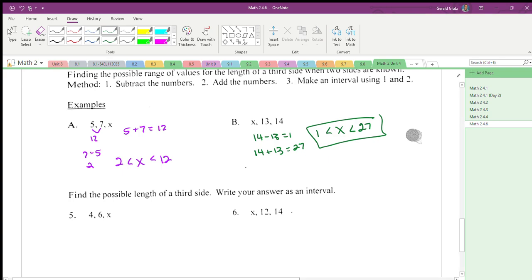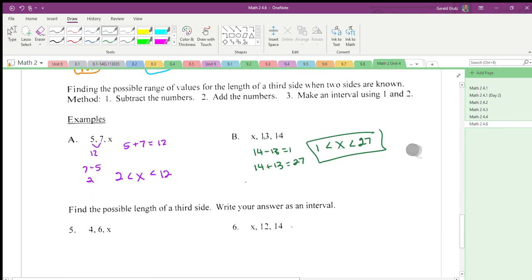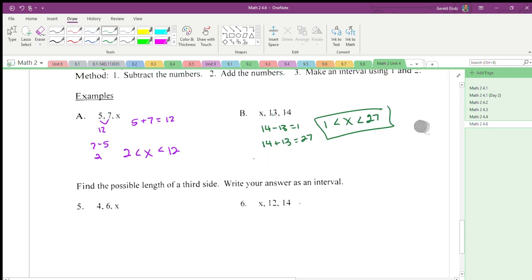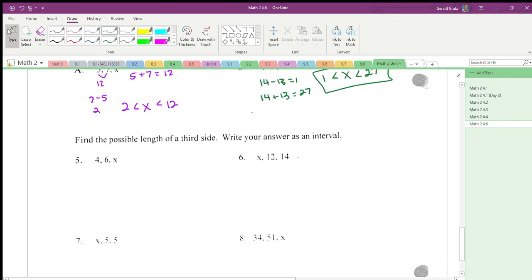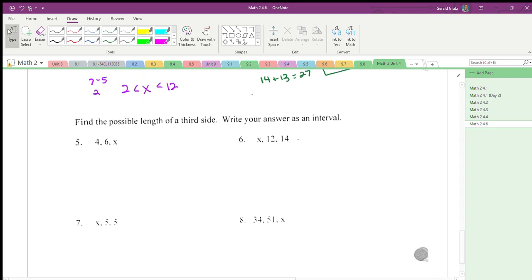So let's say x is 2 in this example. So 2 and 13 would be the two smallest sides. So if I add 2 plus 13, that's 15. 15 is bigger than 14. Let's say x is 26, so one number less than 27. So that means these two would be the two smallest sides. So 13 plus 14 is 27. 27 is definitely bigger than 26. So that's why this little formula works.